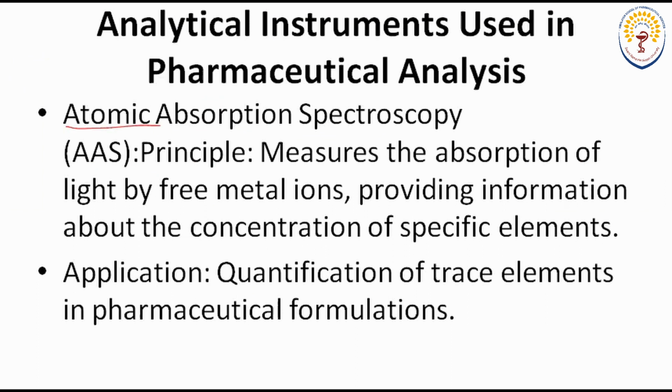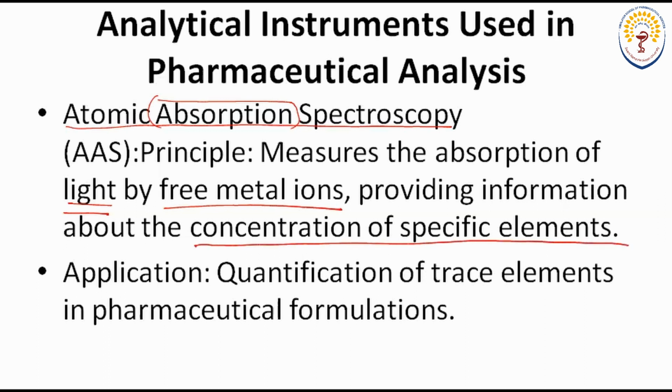Now coming to the last technique, which is atomic absorption spectroscopy. Here we are using the concept of absorption spectroscopy. What we are doing here is we are having metal ions. They will absorb some kind of light, and by the absorption of light, we check the amount of light which is being absorbed, and we easily calculate the concentration of specific elements present in the sample. So quantification of trace elements is the main criterion that is met by absorption spectroscopy.